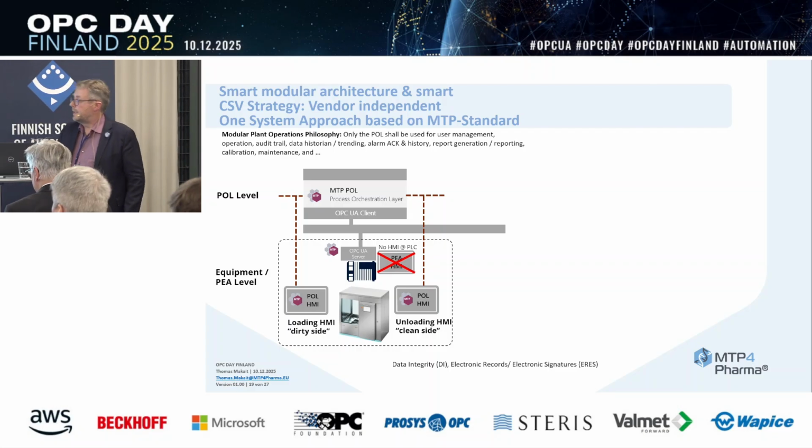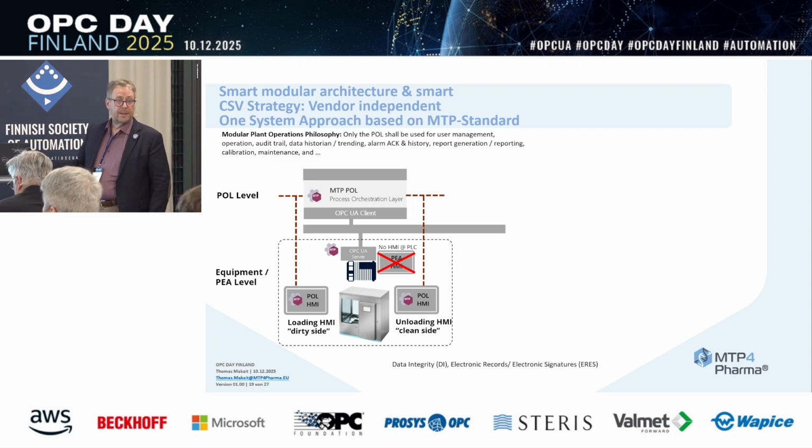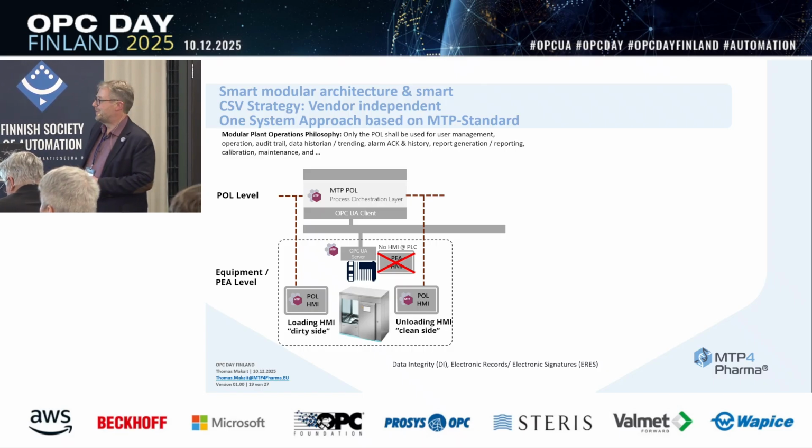So this is a typical architecture. We have a POL here, we have a washing machine here, we have a dirty side, a clean side, and you have to tell the equipment vendor, we don't want your HMI. This starts a lot of discussions, and I'm keen to discuss today. There is a sterilizer manufacturer here as well, so in the break I would like to talk with you about what you think about no HMI.